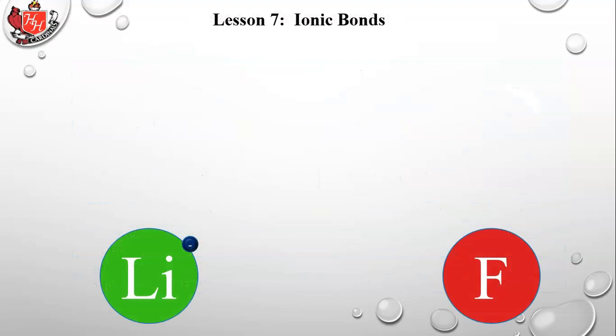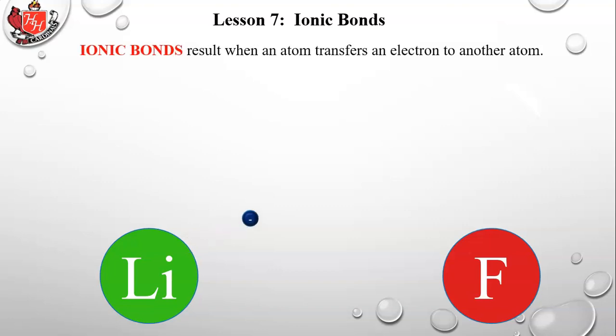So let's learn how an ionic bond works. You've learned about ions and cations and anions. So here's a simple explanation. Ionic bonds result when an atom transfers an electron to another atom. So you just saw the electron transfer from the lithium to the fluorine. Why did that happen? Because lithium has a low ionization energy. It's easy to take its electron away from it. And fluorine has a high electronegativity, so it likes to take electrons away.